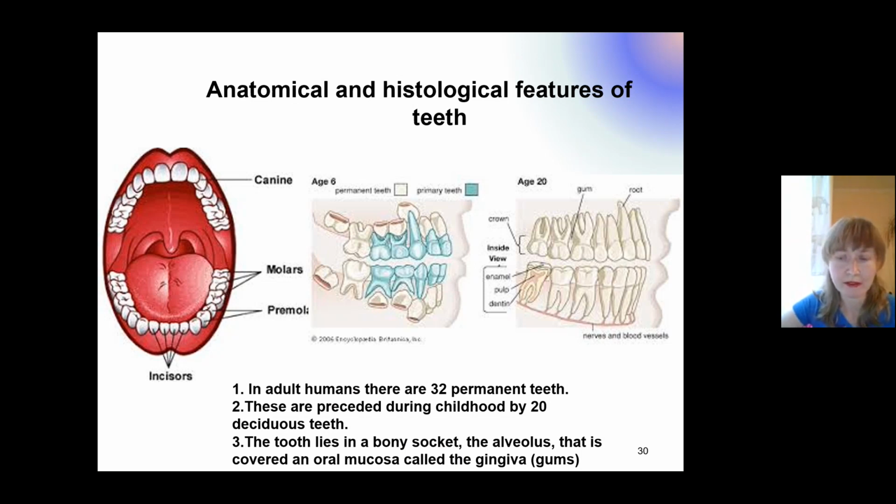In adult humans, there are 32 permanent teeth. These are preceded during childhood by 20 deciduous teeth. The tooth lies in a bony socket, the alveolus, that is covered by an oral mucosa called the gingiva, or gums. And here you have this schematic diagram where temporary deciduous teeth and permanent teeth in follicles can be seen.